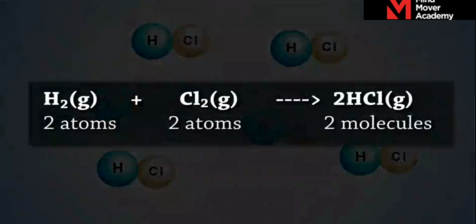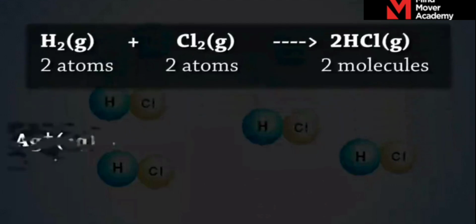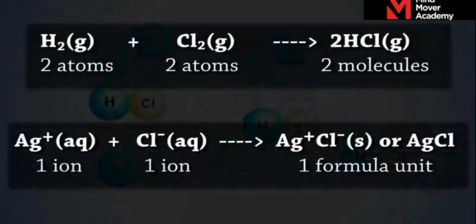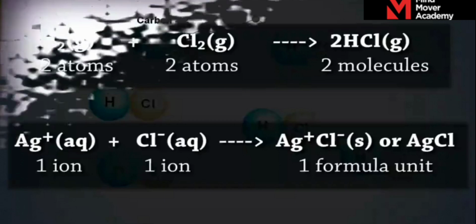H2 gas, 2 atoms, plus Cl2 gas, 2 atoms, gives twice HCl gas, 2 molecules. Ag+ aqueous, 1 ion, plus Cl- aqueous, 1 ion, gives Ag+Cl- solid, or AgCl, one formula unit.